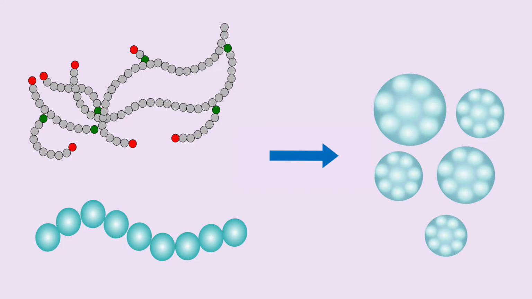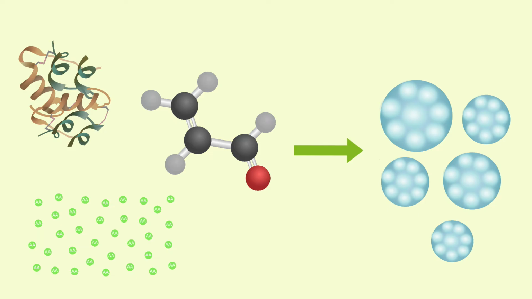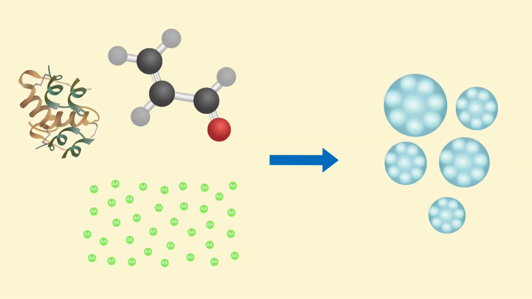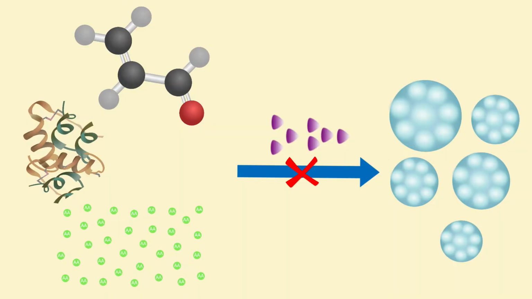The body breaks down glycogen into glucose. This is required for our brain, which needs glucose as a fuel. Other non-carbohydrate sources are also converted to glucose. For example, amino acids, lactate, glycerol. This conversion occurs mainly in the liver and kidneys. However, the conversion is inhibited by insulin.